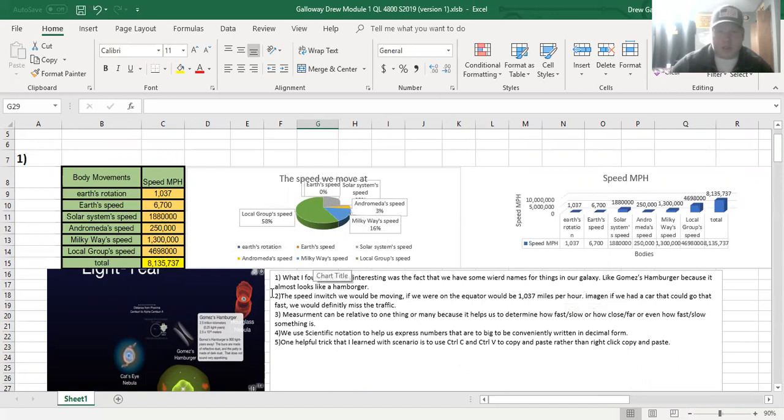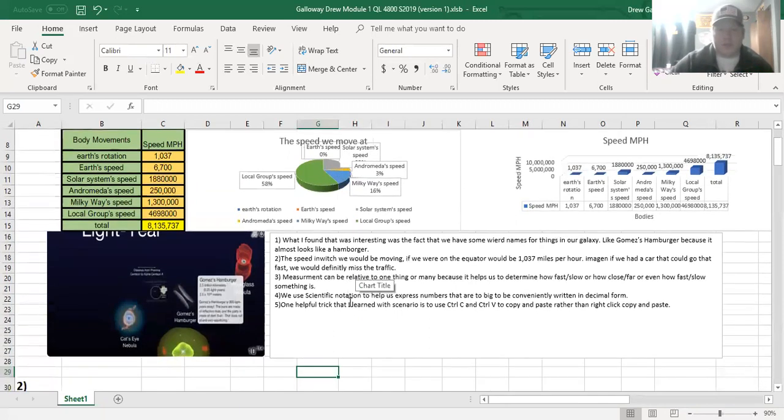And then we have our percentages and the speed in miles per hour. So if you actually take the Earth's rotation versus the whole thing, you see that it's really only a small percentage of the whole thing. So what we are actually traveling if we are walking is just a small speed.